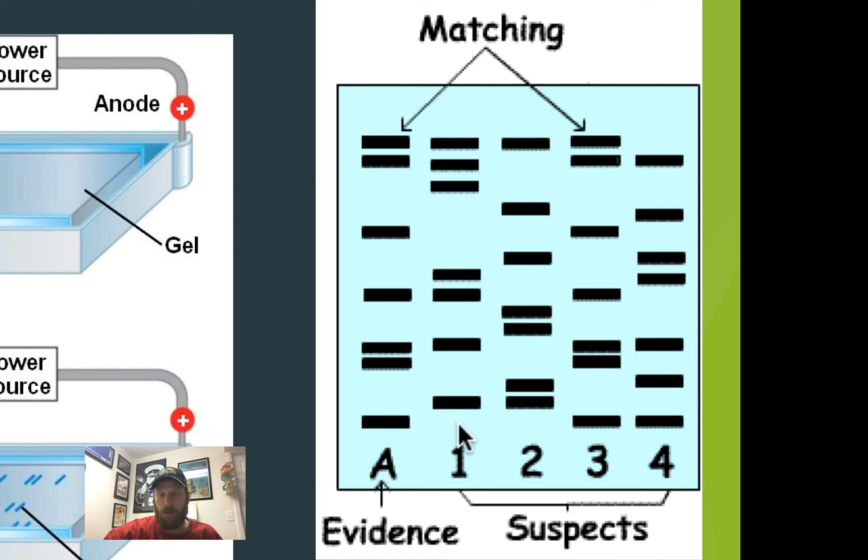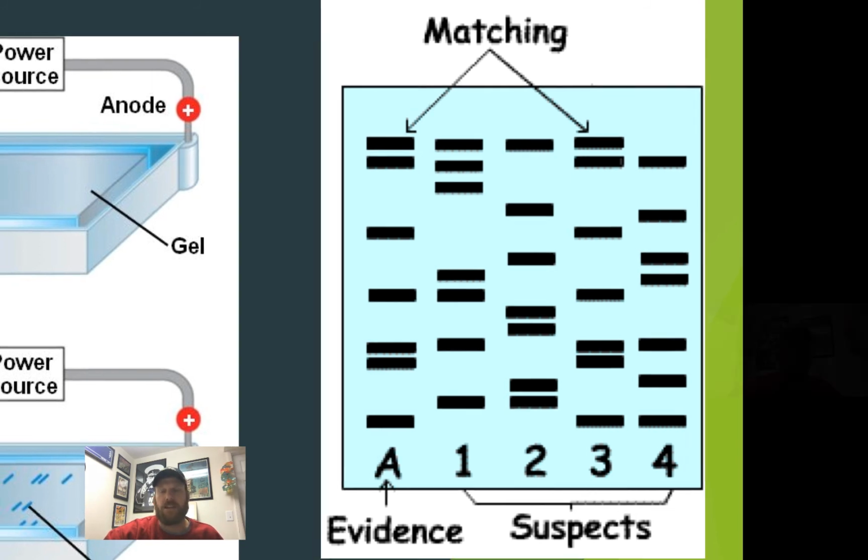This is the DNA profile for suspect number 1. This is suspect number 2's DNA profile. And this is the DNA profile for suspect number 3, which is unfortunate because it matches the DNA profile from the crime scene. This gel proves that suspect 3 was definitely at the crime scene.